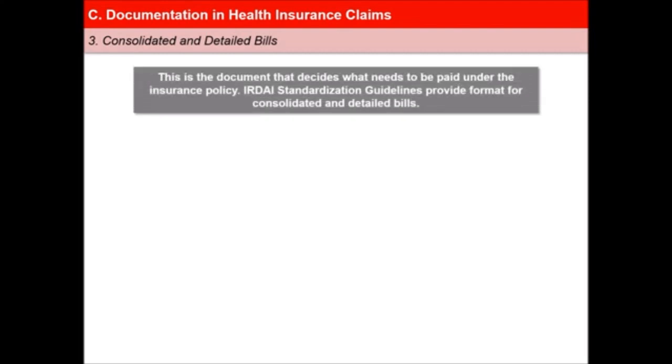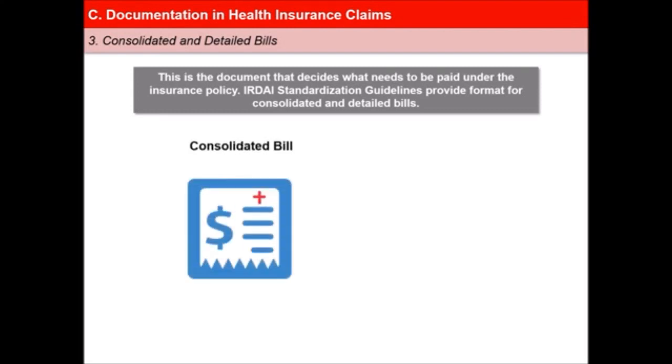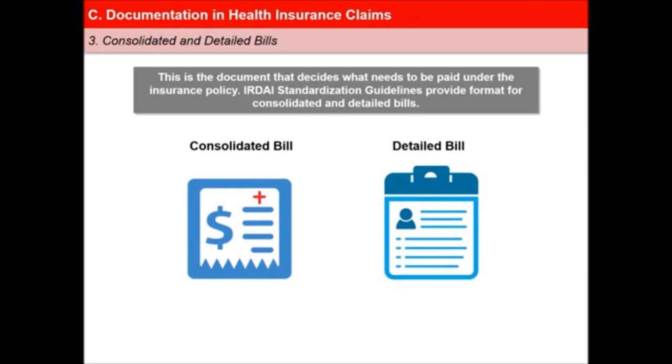This is the document that decides what needs to be paid under the insurance policy. While the consolidated bill presents the overall picture, the detailed bill will provide the breakup with reference codes. Scrutiny of non-payable expenses is done using the detailed bill, where the non-admissible expenses are rounded off and used for deduction under the expense head to which it belongs. The bills have to be received in original.